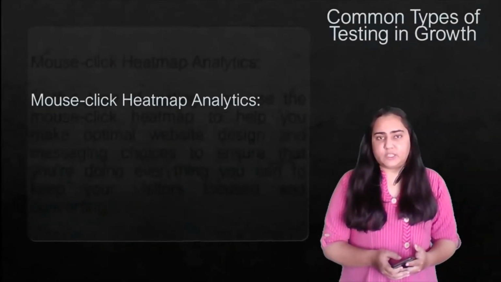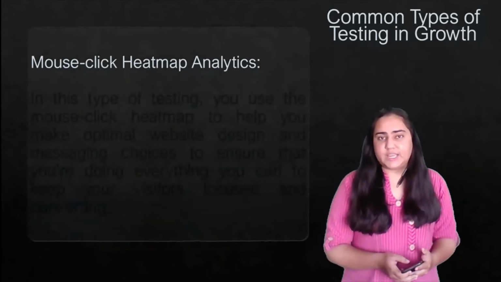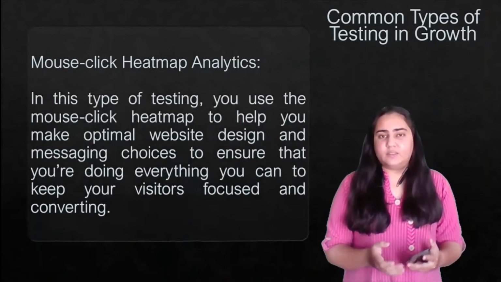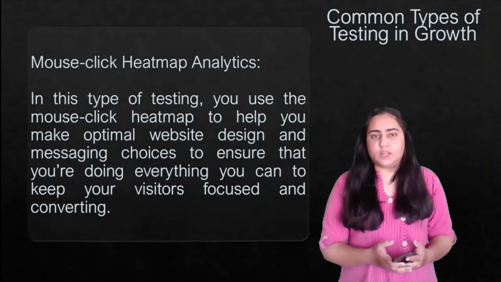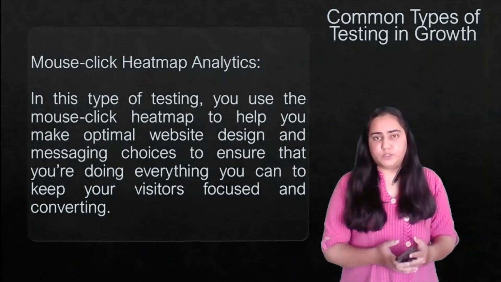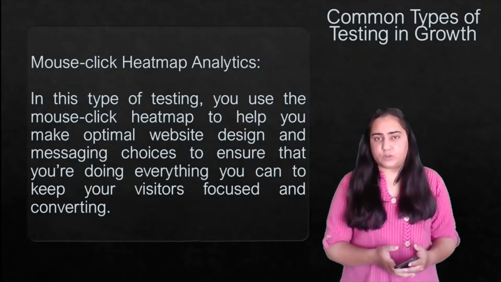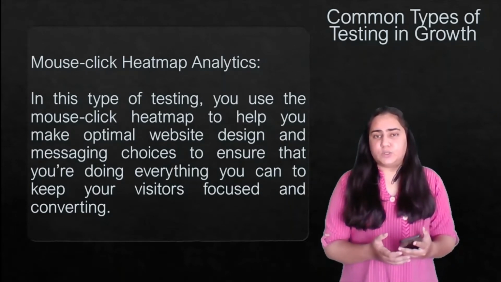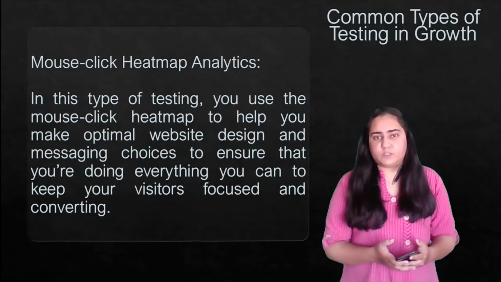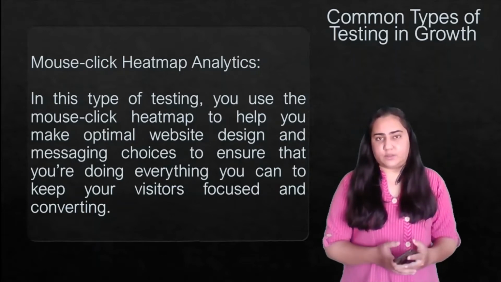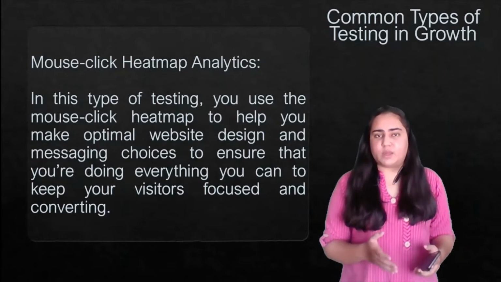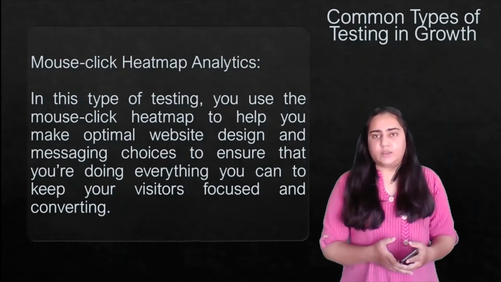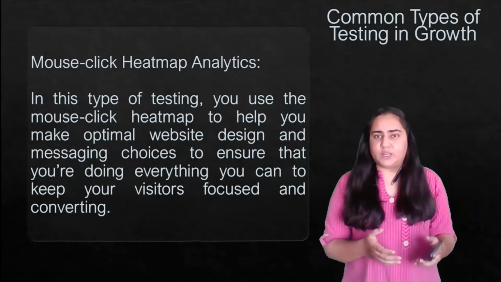The next type of testing is mouse-click heat map analytics. In this type of testing, you can use the mouse-click heat map to help you make optimal website design and messaging choices to ensure that you're doing everything you can to keep your visitors focused and converting. So this is where you will create a heat map for your entire website and try to find out exactly where people are clicking more.